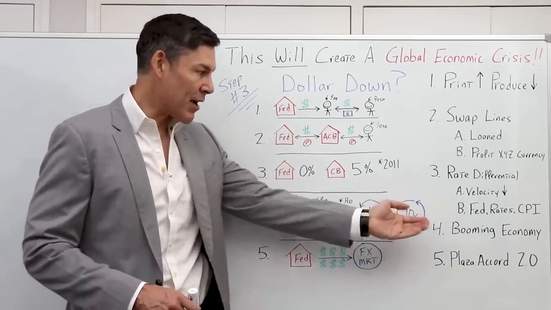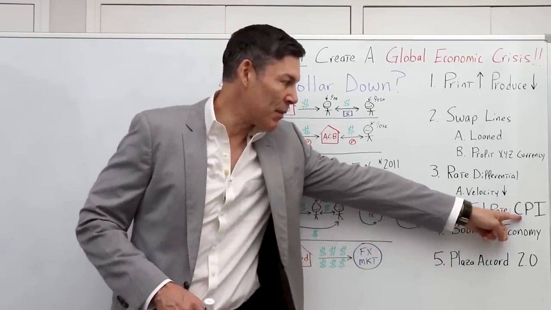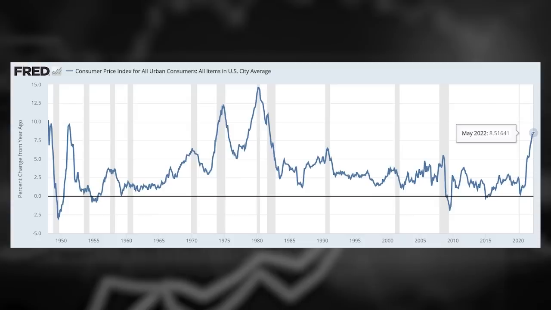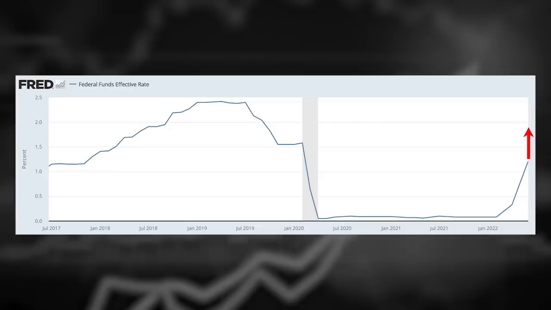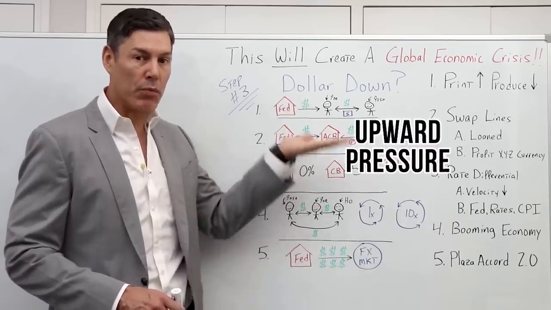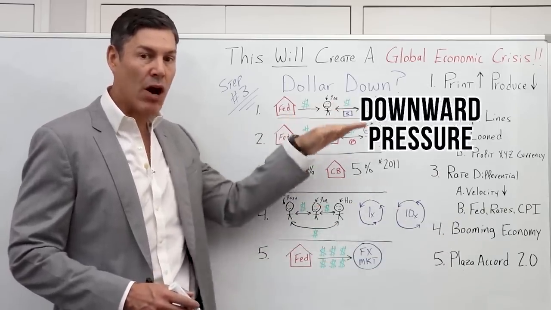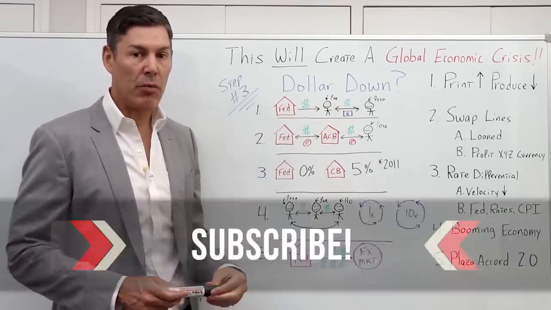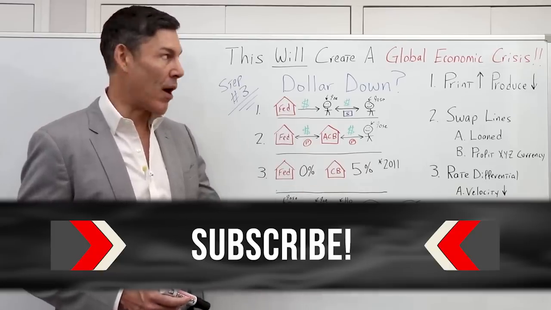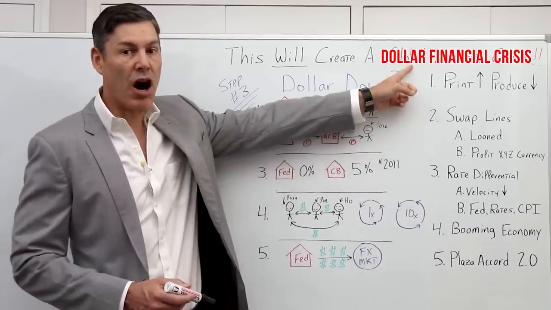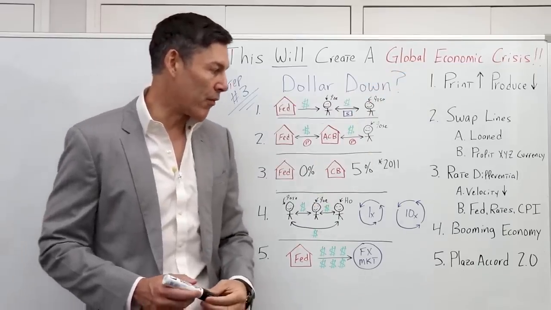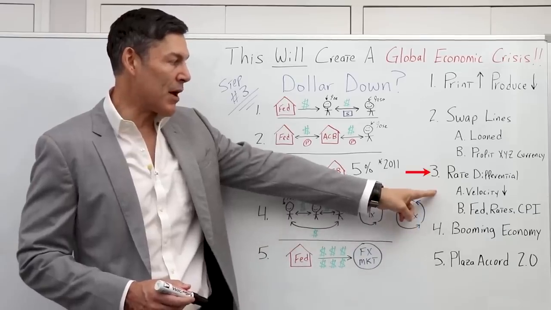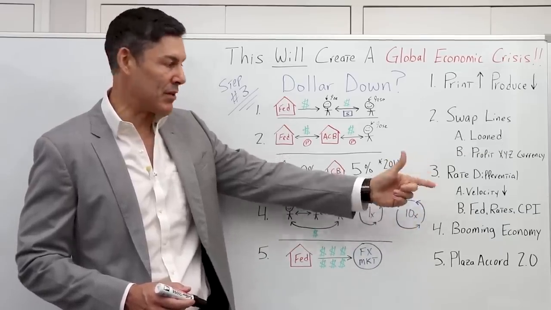So let's take it to the next step. If we continue to see the CPI at high levels in the United States, this would prompt the Fed to take rates higher and higher and higher, which would do what? That would put upward pressure on the dollar, putting downward pressure on the global economies, increasing the probability that we have this dollar financial crisis or global economic crisis, whichever you prefer. So again, by no means a panacea, and right now we're actually doing the opposite.